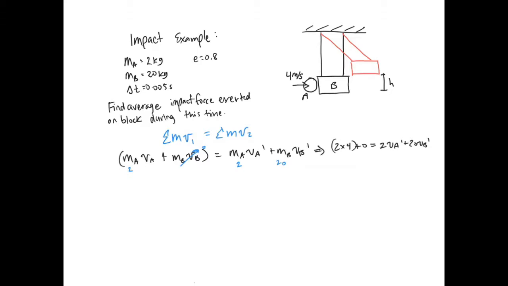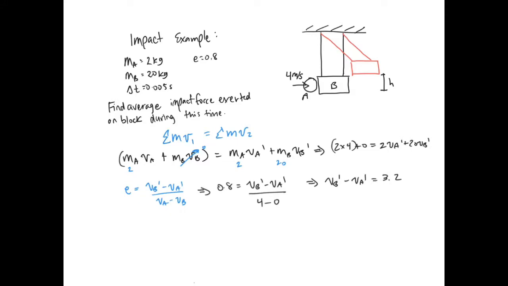Now we're going to use the equation that uses the coefficient of restitution. That equation is e is equal to vB prime minus vA prime, divided by vA minus vB. This is the formula on your formula sheet. If I fill this in, we have 0.8 is equal to vB prime minus vA prime, divided by vA, which is 4, minus 0, which is our vB. So this gives us a second equation. Now we know vB prime minus vA prime is equal to 3.2.